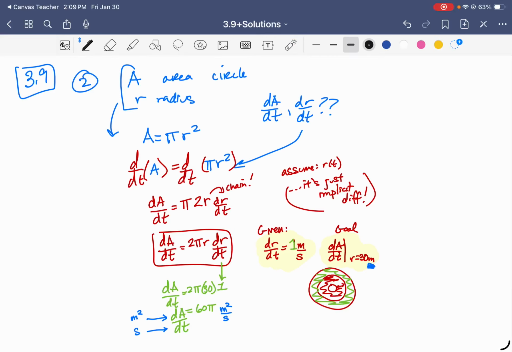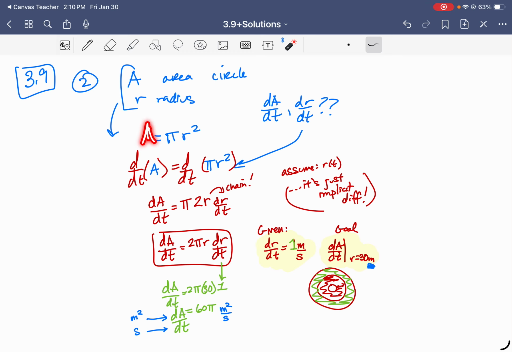Okay, let's look at some related rates. First, what we're going to do is read this problem number 2. On number 2, it tells us if the area of a circle with radius r turns out that that area expands, find dA/dt in terms of dr/dt.